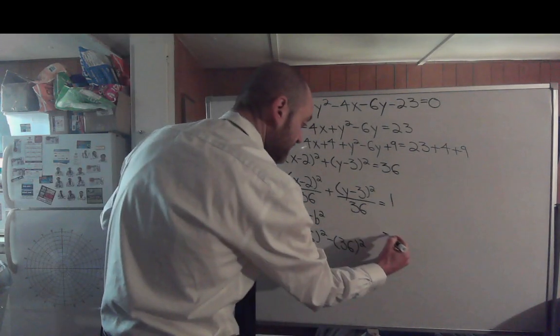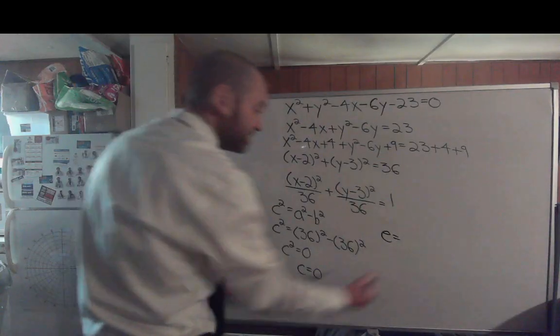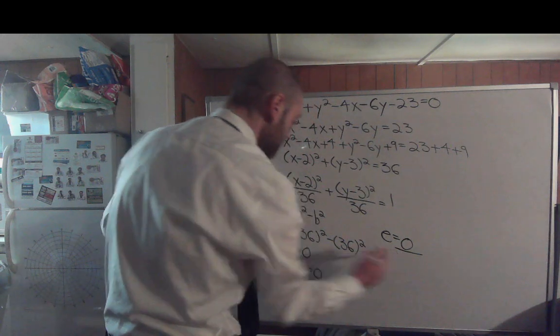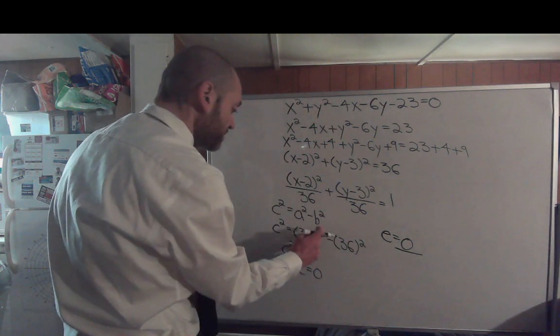Now let's find the eccentricity. Well, if c is 0, a is, well, it's not 36 squared, it's just 36.